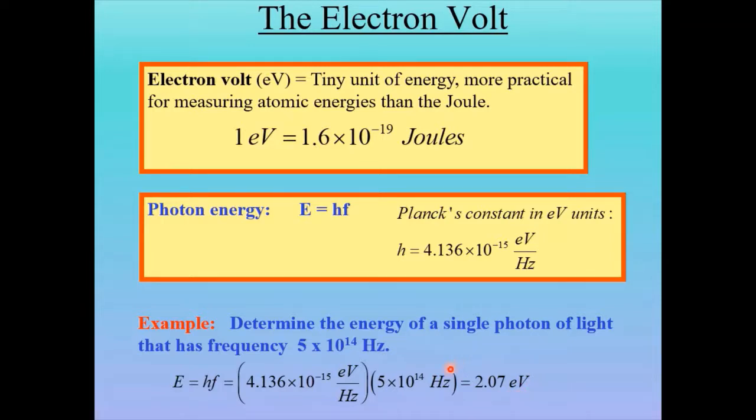And this is typical for the energy of a photon of light. It usually is just a few electron volts. And that's one of the reasons why we use eVs instead of joules.